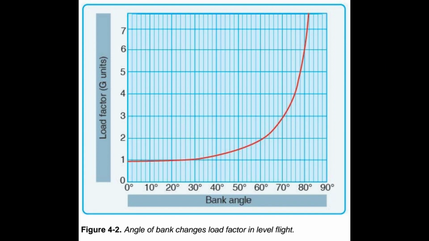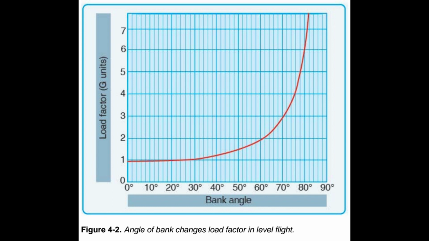Figure 4.2 reveals an important fact about turns. The load factor increases at a terrific rate after a bank has reached 45 degrees or 50 degrees. The load factor for any aircraft in a coordinated level turn at 60 degrees bank is 2 gs. The load factor in an 80 degrees bank is 5.76 gs. The wing must produce lift equal to these load factors if altitude is to be maintained.